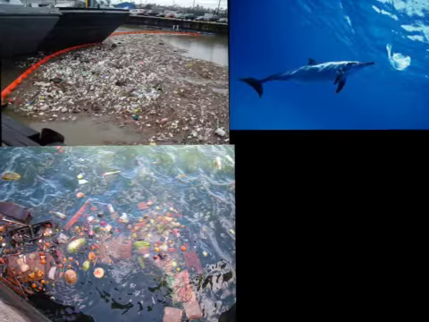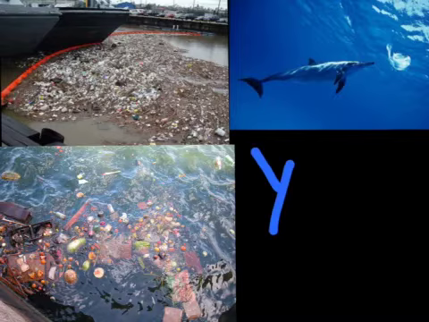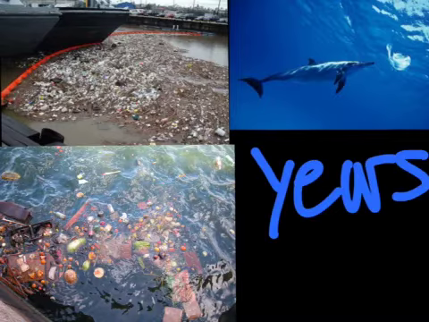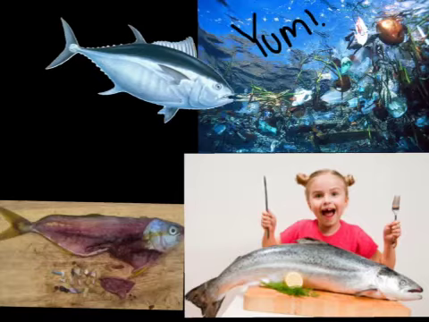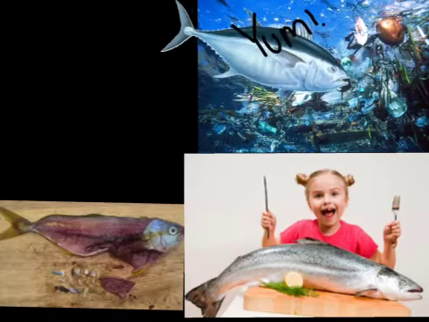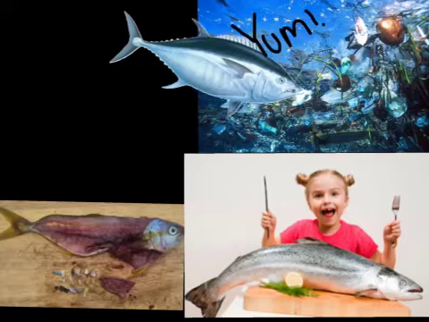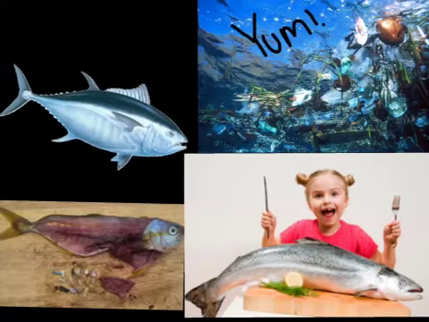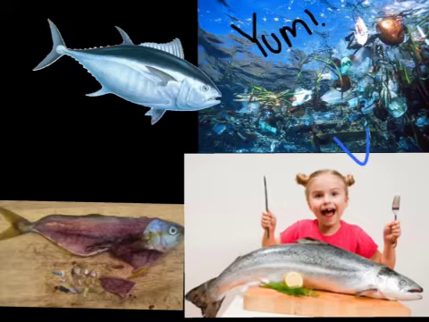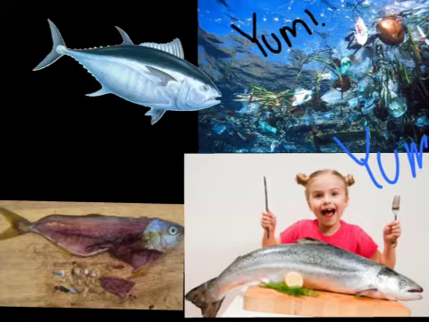Gyres affect almost everyone's lives. Debris ends up in gyres, and debris gathers for years in gyres. Fish and seabirds digest the debris. If a small fish digests the plastic debris, then a larger fish eats the smaller fish. Then the human eats the larger fish.